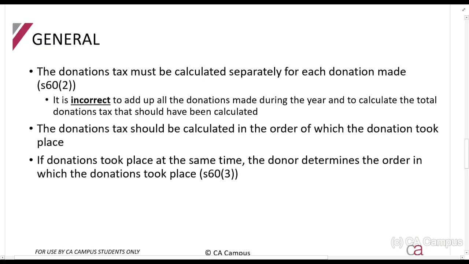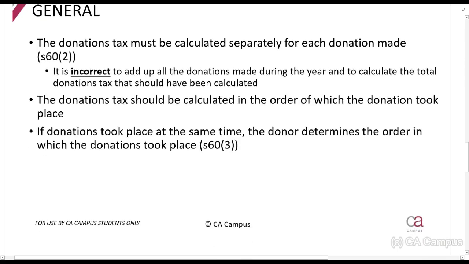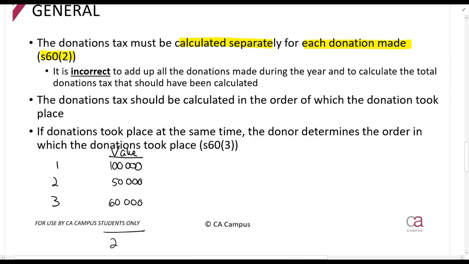Right, guys, then a couple of general things I want to discuss here. First one, section 62, very important. When you do donations tax calculations, you must calculate it separately for each donation made. So what I mean is, let's say you had 3 donations during the year, and just for now, assume that the value of the donations was 100,000, 50,000, and 60,000. Now, if you add all of that up, it is 210,000.